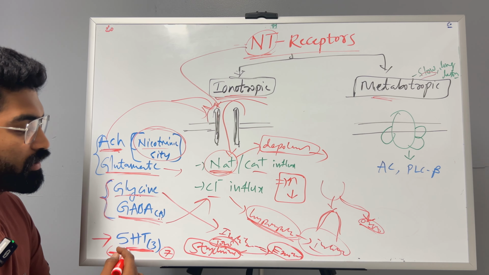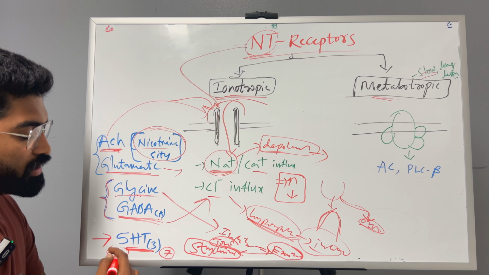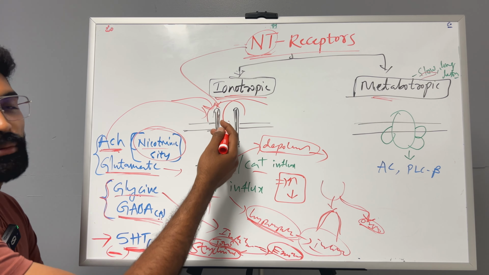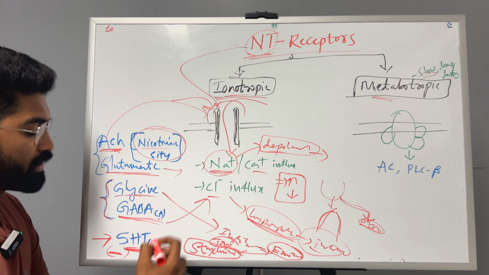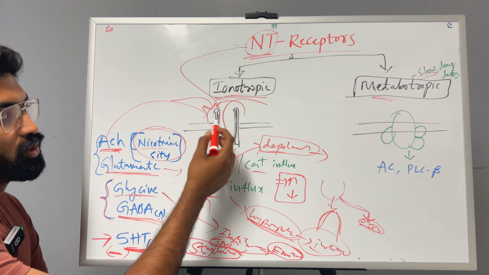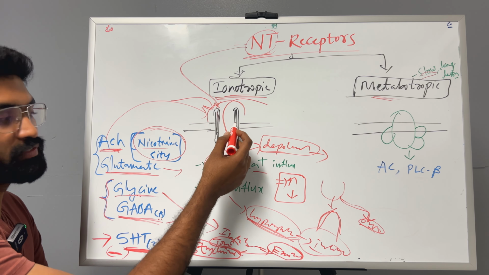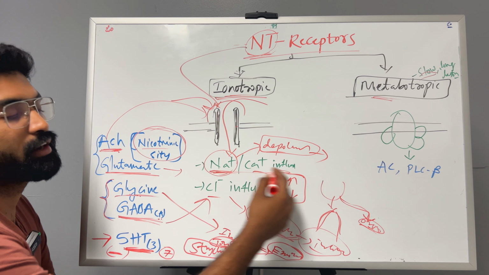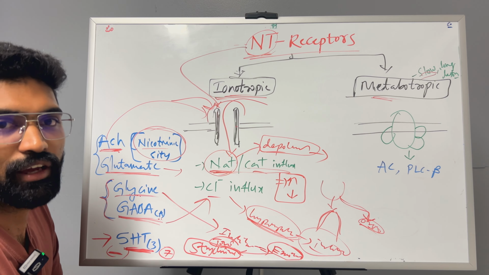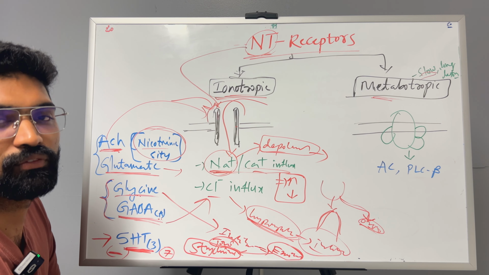The effect will be that once 5-HT3 binds to the ionotropic receptors, it will increase the sodium and calcium ion influx. It will lead to an excitatory effect, which will be shown in the form of vomiting.